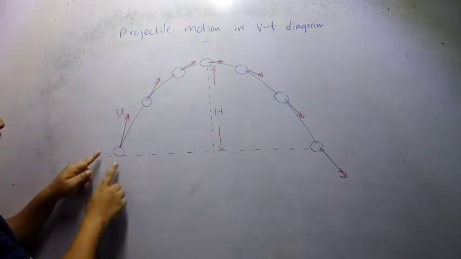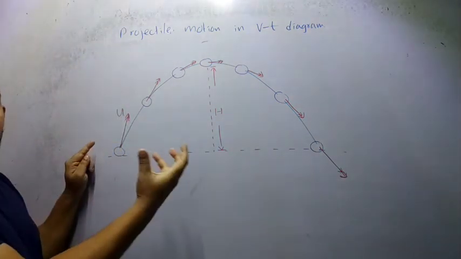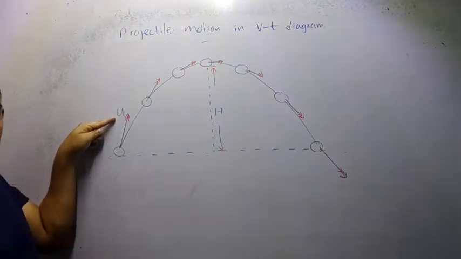So you might already see that you project it with the starting velocity. So I represent it with u.